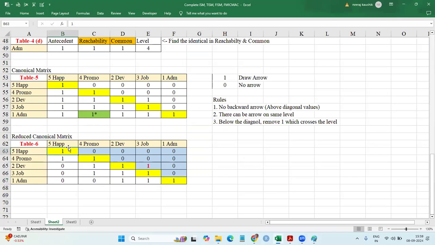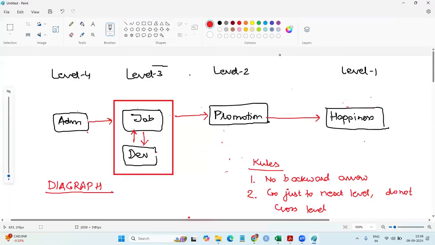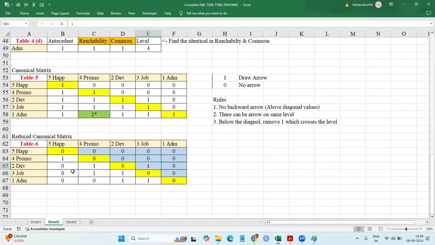And in fact, you can make this also. Now you can make finally the diagram, this diagonal as the 0. And check this out. How many ones are there? 1, 2, 3, 4, 5, 6, and the 7. 7 arrows can be there at the maximum. How are the 7 arrows? So just check. 1, 2, 3, 4, 5, 6. Where is the 7th one? Promotion to happiness. Yes, there it is.